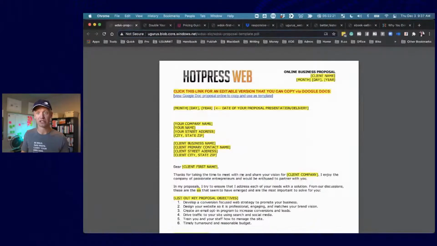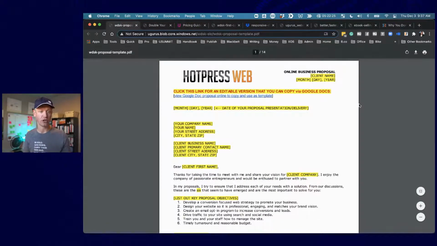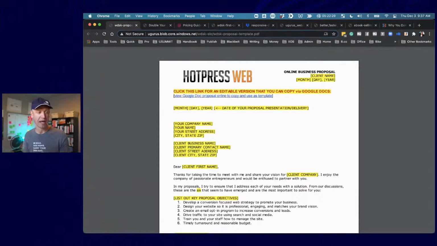Here's what that looks like. So this is our proposal template. Literally, I took a proposal that I had used in my business. I blanked out all of the client information and I literally shared a link to the Google Doc. It wasn't even a PDF. It was just a link that came across in an email to a Google Doc. It took me about 15 minutes to scrub client information out.